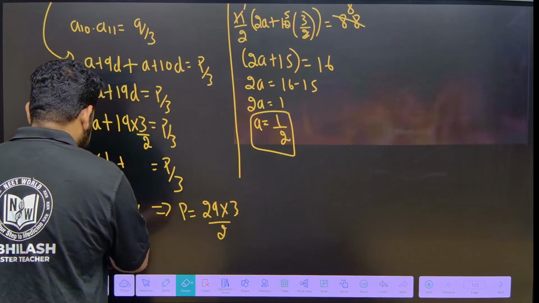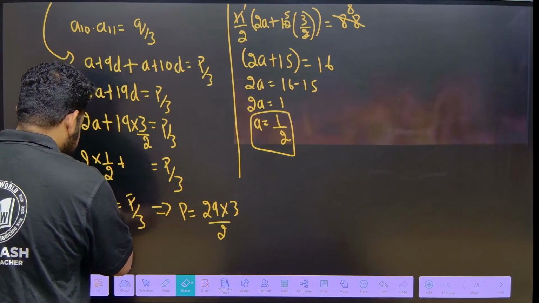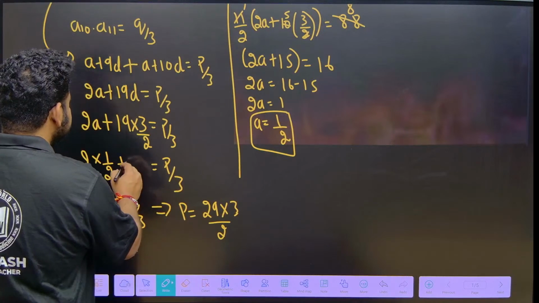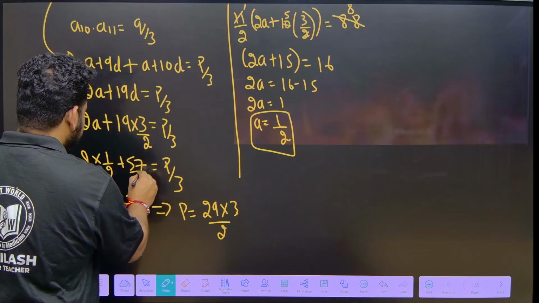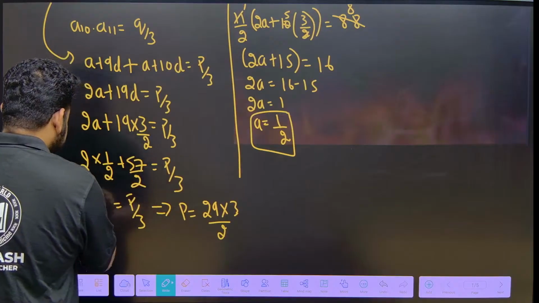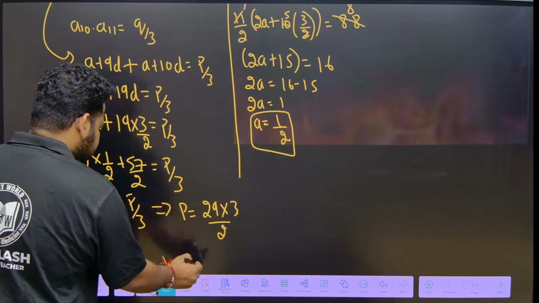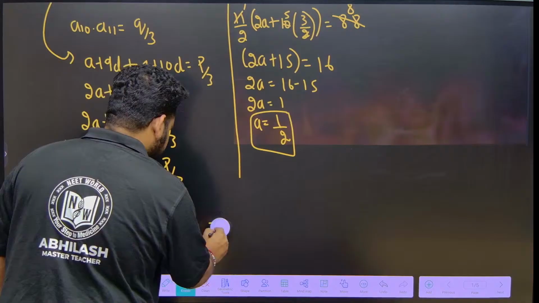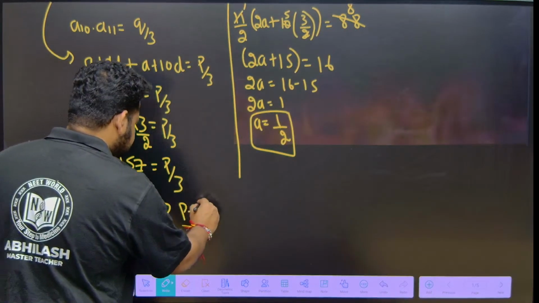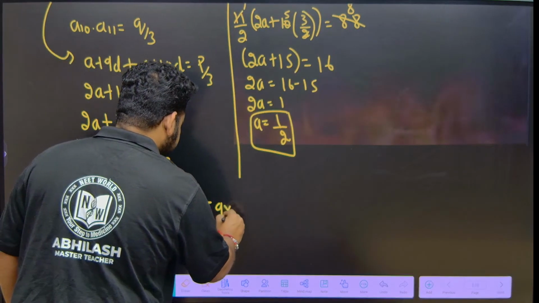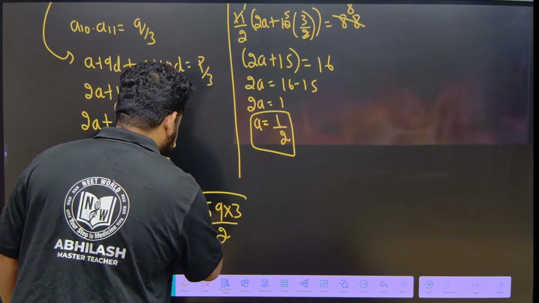My bad, this is the mistake we did. So 19 threes are 57. This will be 57 by 2. 57 plus 2 is 59 by 2. So this will become 59 into 3 by 2. Don't do further calculation, just keep it as it is. So p is equal to 59 into 3 by 2. This is what we got.